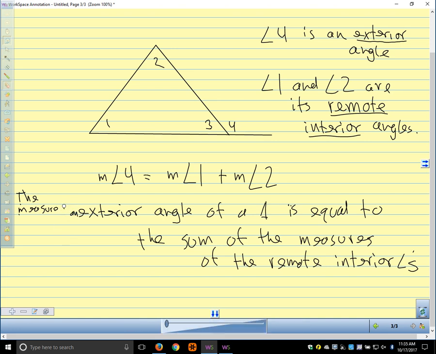And we figured that out. The way we talked it through verbally is exactly how we would prove it. We would say 3 and 4 add up to 180, 1, 2, and 3 have to add up to 180, and we would substitute the measure of angle 1 and 2 for the measure of angle 4. So exactly what we just said in words, that would be our proof.